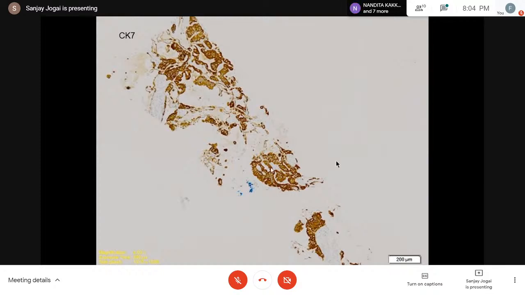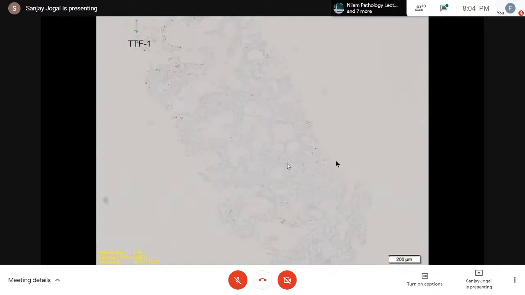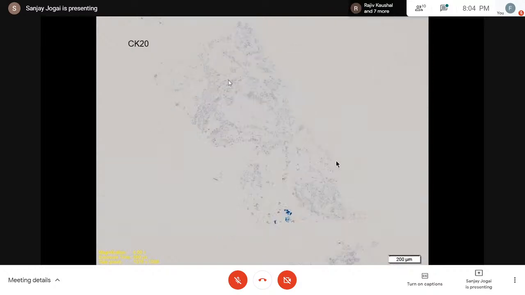This is CK7, nicely, strongly positive. This is TTF1, which is negative. And this is CK20, which is negative. So essentially, we have a core biopsy with CK7 positivity, and CK20 and TTF1 negative. What could this be? It could still be a lung primary, because as we know, 25 to 30% of lung adenocarcinomas can be TTF1 negative. Unfortunately, we don't tend to use napsin much because there are not many fans in this part of the world. So TTF1 is our main go-to. I reported it as such and left it there.